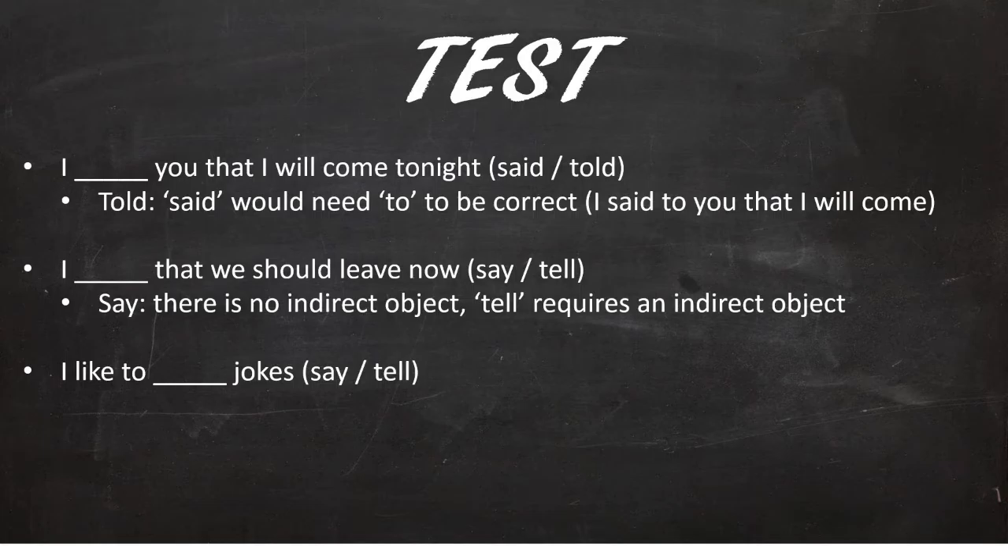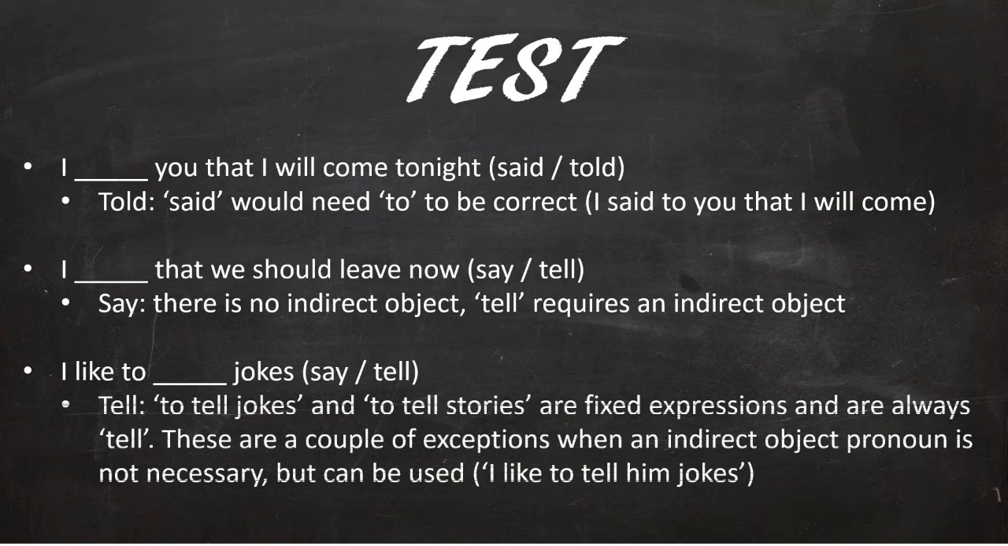Well, here you might say, okay, like the example before, there's no indirect object, so it must be I like to say jokes. But I included this one because it is an exception to the rule that the verb to tell requires an indirect object.